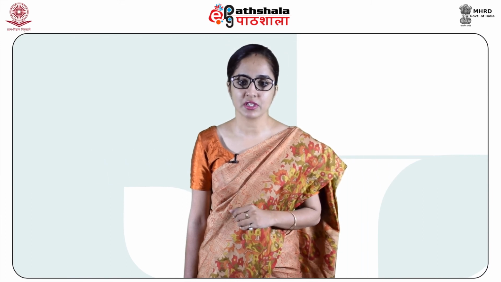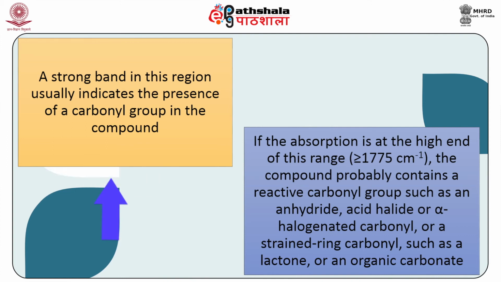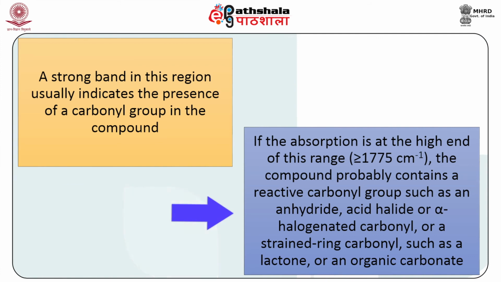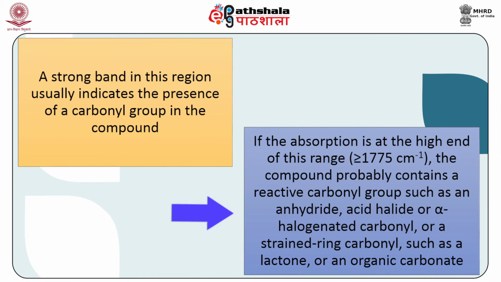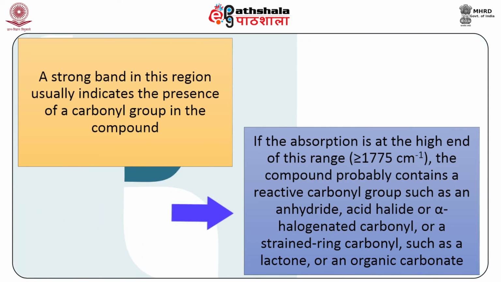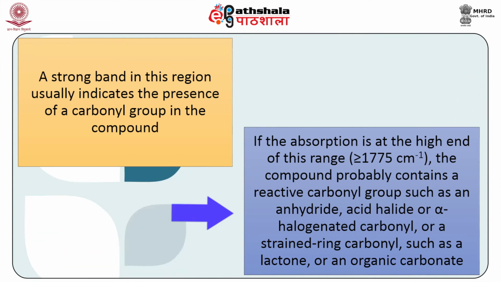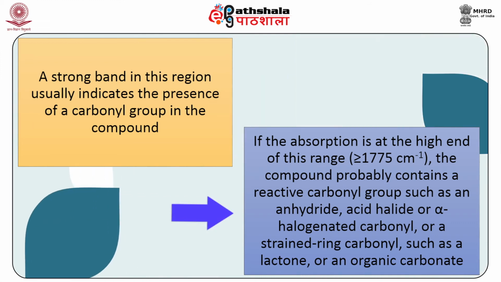Absorptions now in the region of 1850 to 1650 cm⁻¹. A strong band in this region usually indicates the presence of a carbonyl group in the compound. If the absorption is at the high end of this range, that is greater than or equal to 1775 cm⁻¹, the compound probably contains a reactive carbonyl group such as an anhydride, acid halide or an alpha halogenated carbonyl, or a strained ring carbonyl such as a lactone or an organic carbonate.